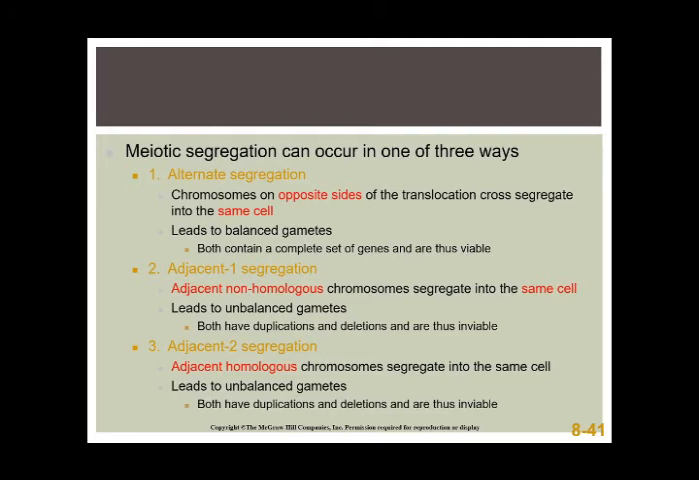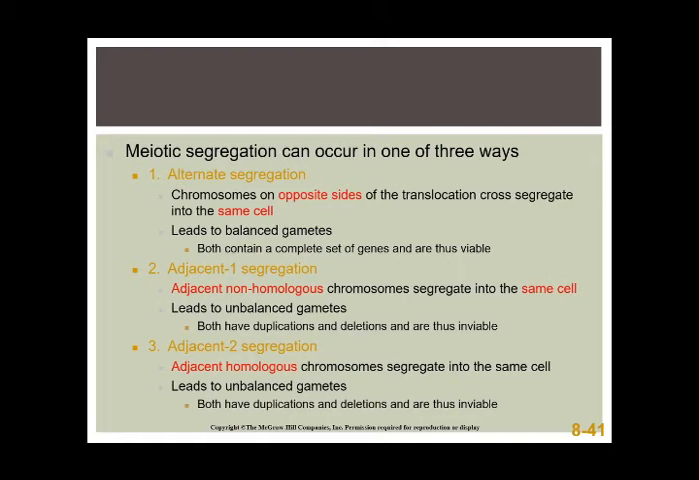You have alternate segregation, in which chromosomes on opposite sides of the translocation cross segregate into the cell. It leads to balanced gametes, so both contain a complete set of genes and are thus viable. Next, you have adjacent 1 segregation. Adjacent non-homologous chromosomes segregate into the same cell. It leads to unbalanced gametes, meaning that both will have duplication and deletion and are thus inviable.